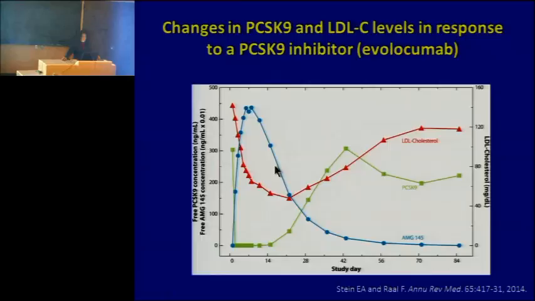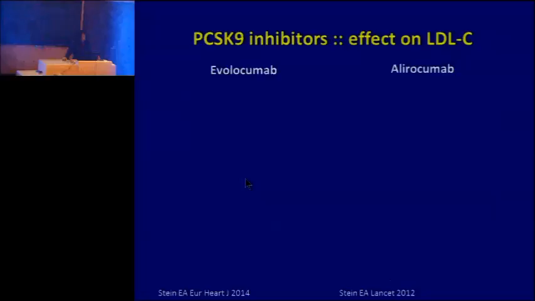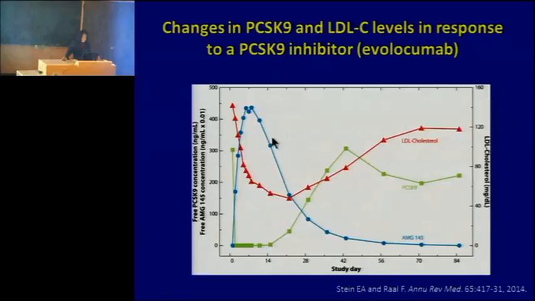So you're starting off with somebody who has very high LDL cholesterols right here, and they have high PCSK9 levels. The antibody is injected. Antibody levels are high. And what that does is your LDL cholesterol drops, your PCSK9 level drops, and it lasts about 14 days, and then the levels kind of go down. So it's highly effective.